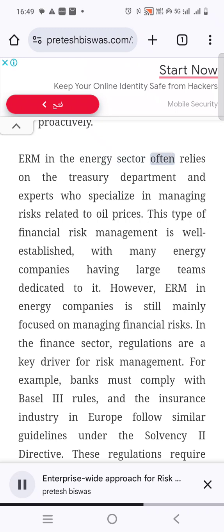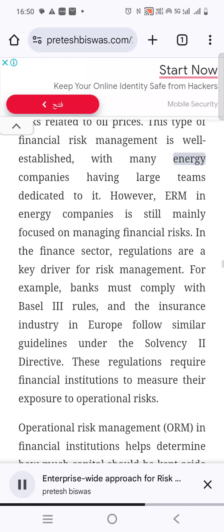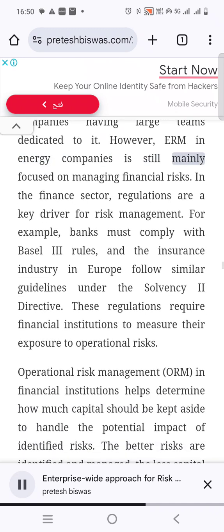Risk management in the energy sector often relies on the Treasury Department and experts who specialize in managing risks related to oil prices. This type of financial risk management is well established, with many energy companies having large teams dedicated to it. However, risk management in energy companies is still mainly focused on managing financial risks.